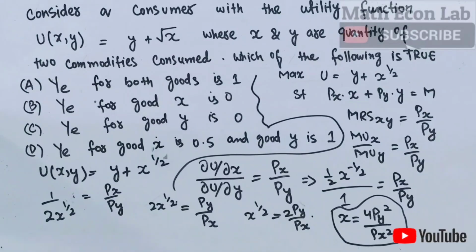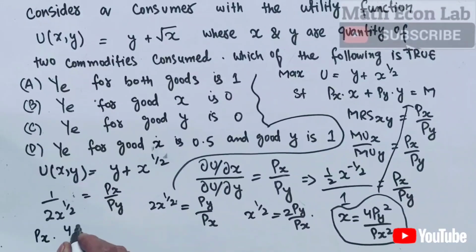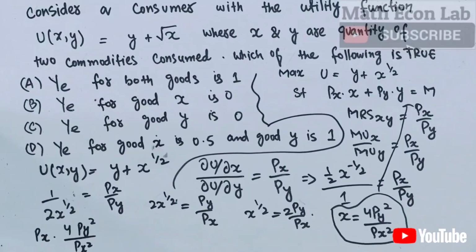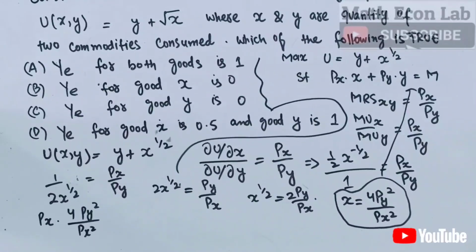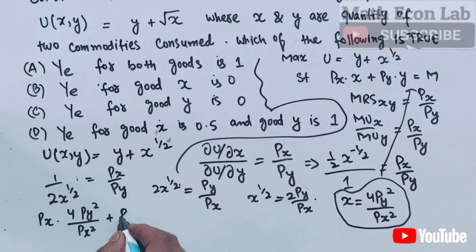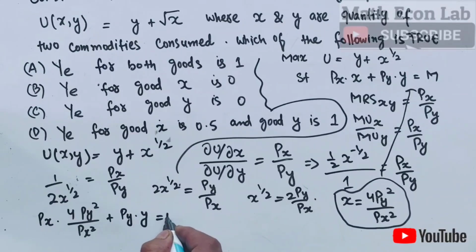Now demand function for good y is, plug this value into the budget constraint, that is, so price of x times the value of x is 4 py square divided by px square. Okay, I hope I am within the limits. So px times x is this, plus py times y is equal to m.